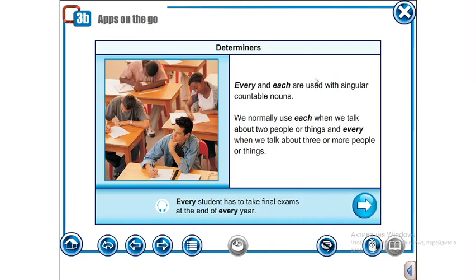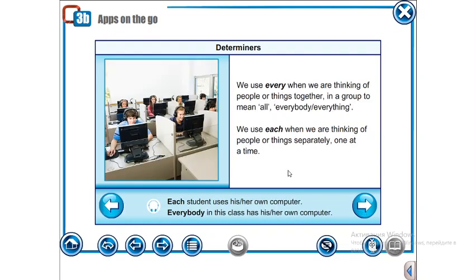Determiners every and each are used with singular countable nouns. We normally use each when we talk about two people or things and every when we talk about three or more people or things. Every student has to take a final exam at the end of every year. The next: we use every when we are talking of people or things together in a group to mean all, everybody, everything. We use each when we are thinking of people or things separately, one at a time. Each student uses her own computer. Everybody in this class has her own computer.